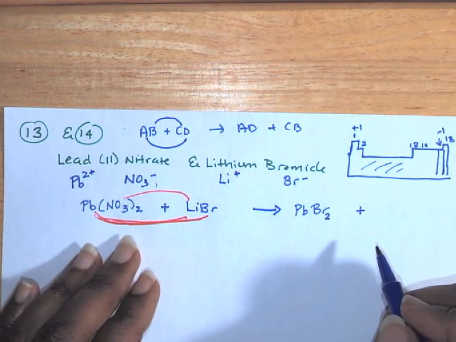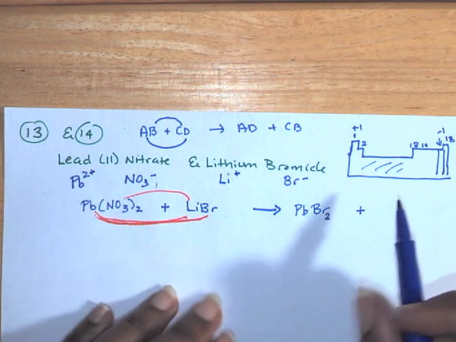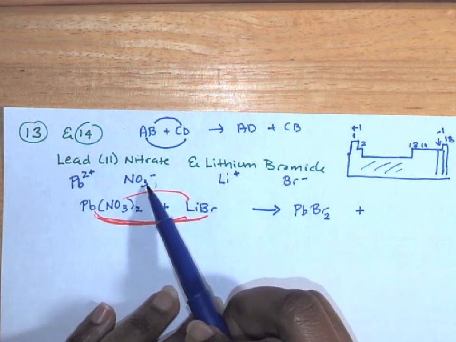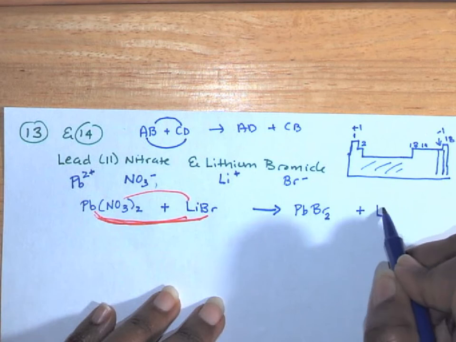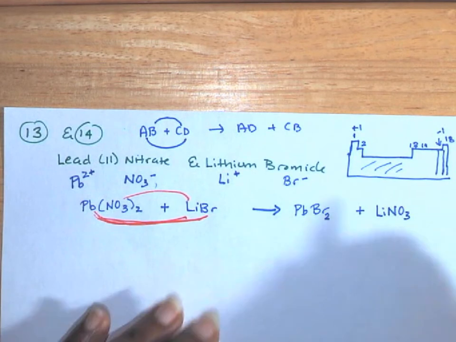Now for the next one, lithium nitrate. Lithium has a +1 charge. Nitrate has a -1 charge. When they get together, LiNO3. Just need one of each. Okay, cool.